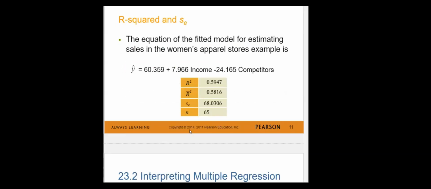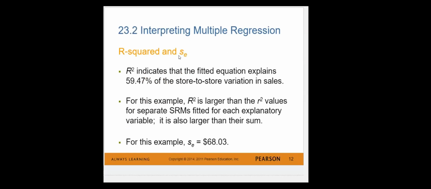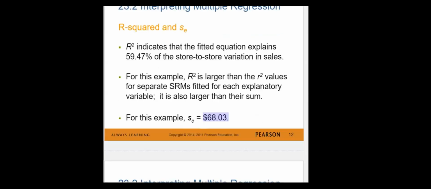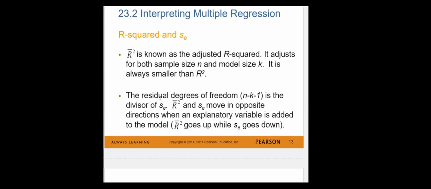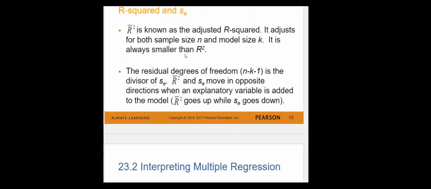Okay, and let's see what else we have. So R square and SE, standard error, I told you what it is. And the amount is not that big, that's good. And you can see that R bar square is known as adjusted R square. It adjusts for both sample size and the model size, K. K is the number of your explanatory variables. The residual degree of freedom, this is important to remember, is n minus k minus 1, and it is the divisor of the standard error for calculating your R bar square, or the adjusted R square.